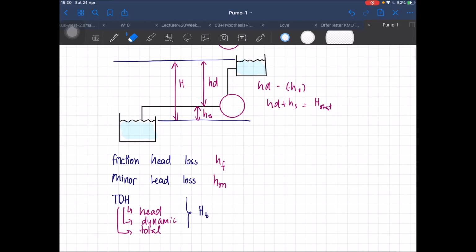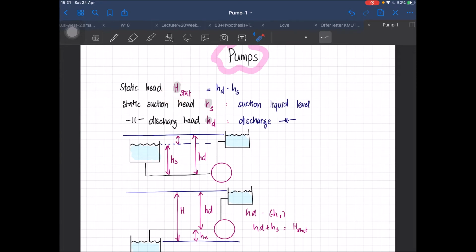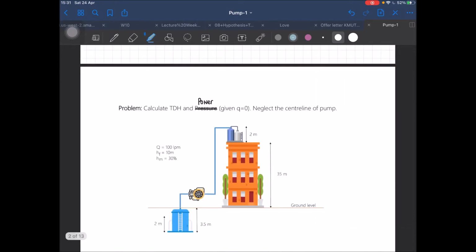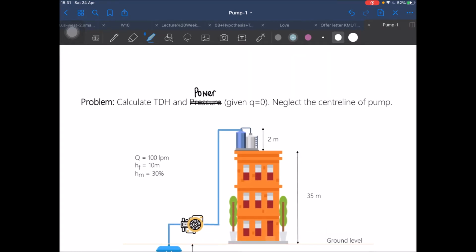Okay, so now we have all the terminology. Let's go through again. We have H stat, HS, HD, HF, HM, and HT. Everything is H, and don't forget that we have capital letters and small letters. So now we have this problem. Yeah, problem, not exercise, because this is actually painful. Exercise will make you fitter when you see another exercise, right? But a problem is like the start of it.